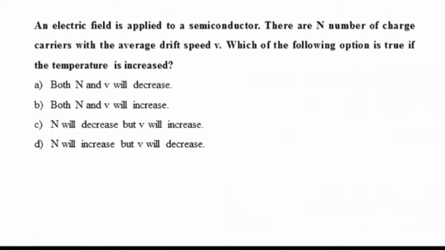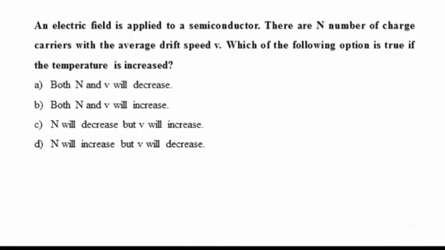Our next question is, an electric field is applied to a semiconductor and there are n number of charge carriers with the average drift speed of V. Which of the following options is true if temperature is increased? So when the temperature is increased, then more charge carriers are produced due to breaking of covalent bonds.